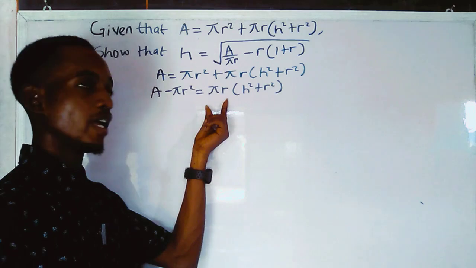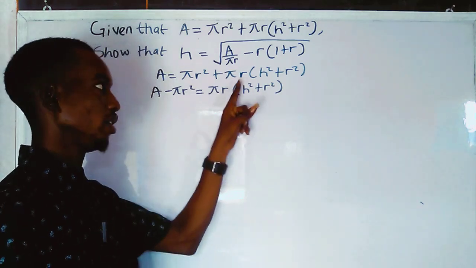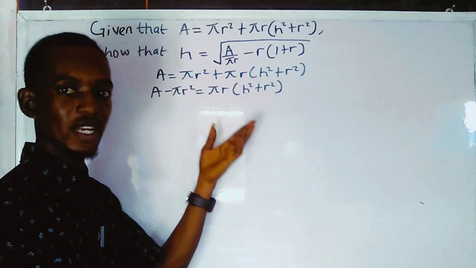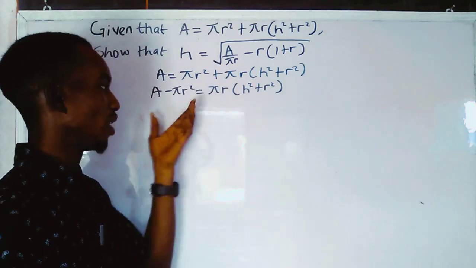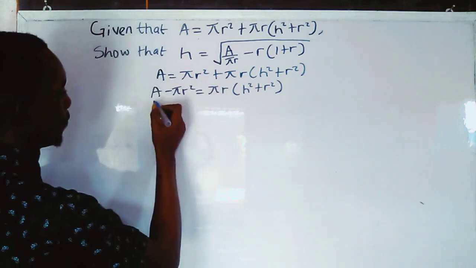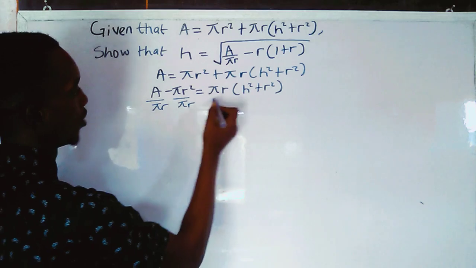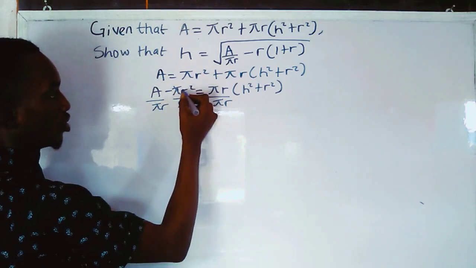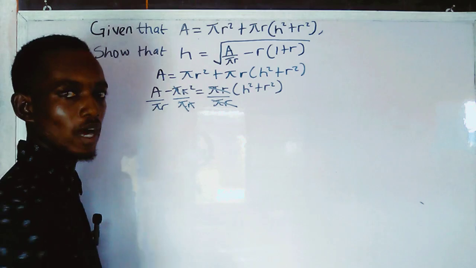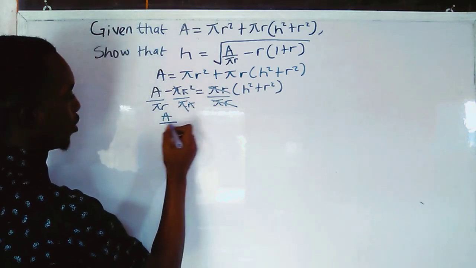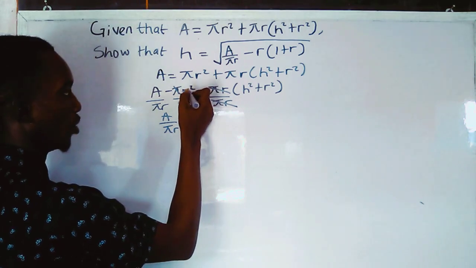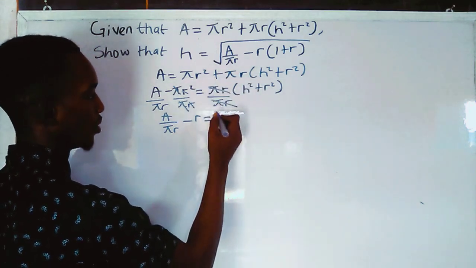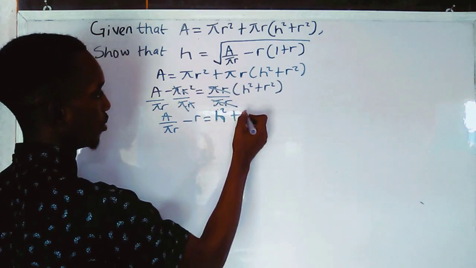Now the next one is pi r. Get rid of pi r. Pi r is a coefficient of this bracket, so we get rid of coefficients not by transposing but by dividing through. So we divide through by pi r. So here pi cancels pi, then r cancels one of the r here, pi r cancels pi r. So we're left with A all over pi r minus, we are left with one r here because here is squared, r equals, now the bracket is open, we have cancelled the coefficients. So we have h squared plus r squared.